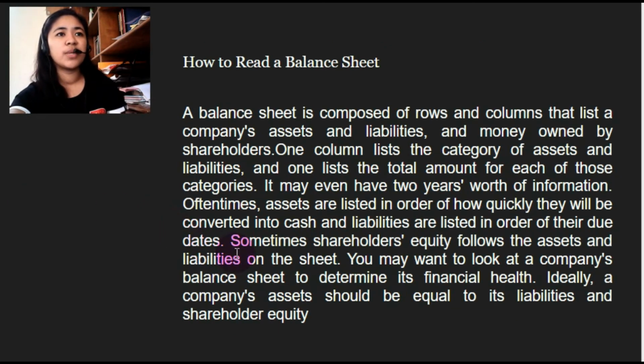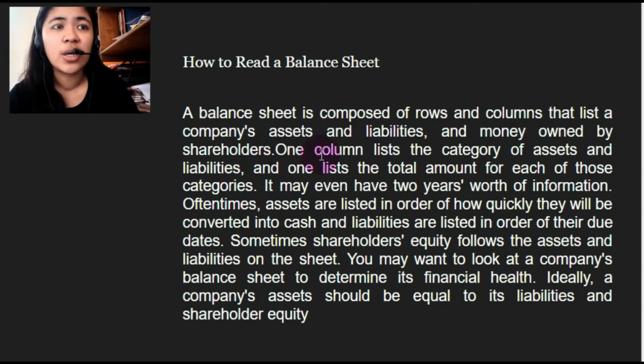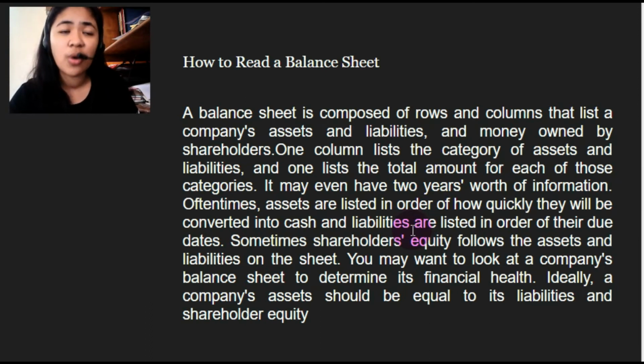So, paano ba basahin ang balance sheet? A balance sheet is composed of rows and columns that list a company's assets and liabilities and money owned by shareholders. Okay, so one column lists the category of assets and liabilities, and one lists the total amount for each of those categories. So it may even have 2 years worth of information. Oftentimes, assets are listed in order of how quickly they will be converted into cash, and liabilities are listed in order of their due dates. Sometimes shareholders' equity follows the assets and liabilities on the sheet.